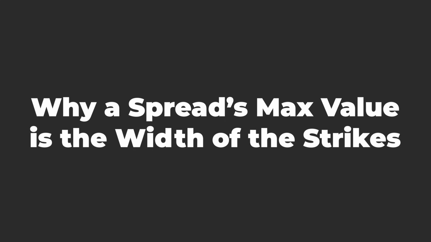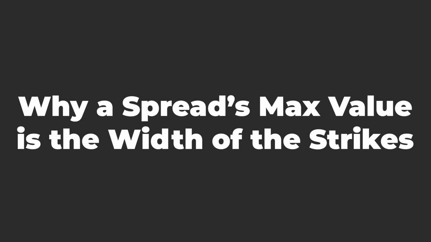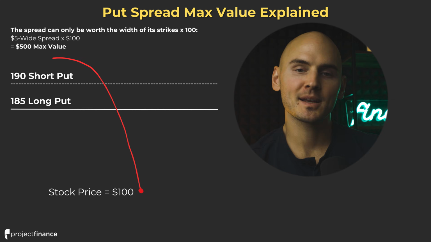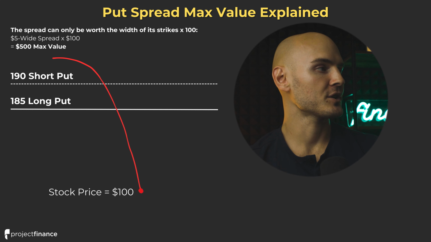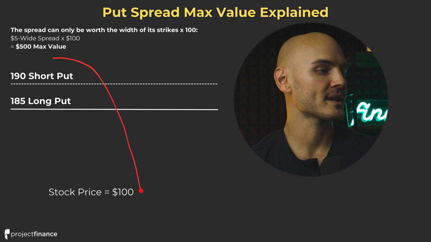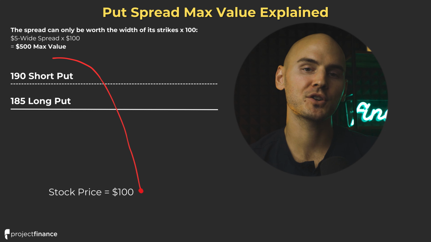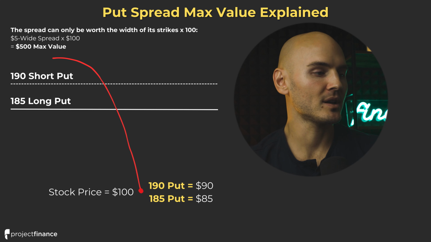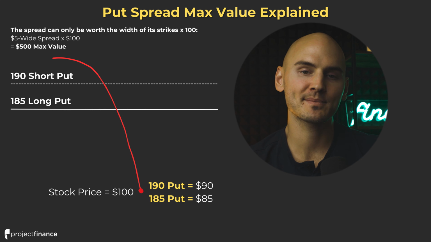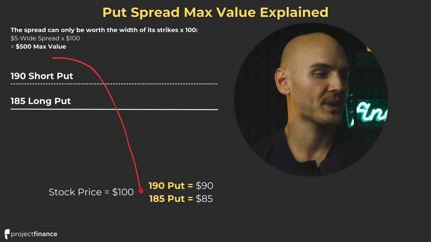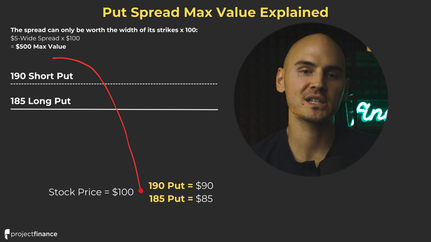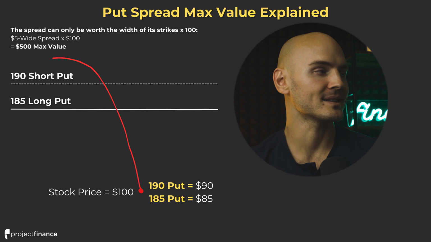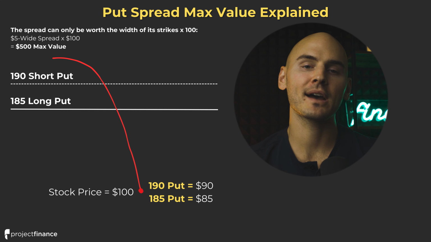Now I want to talk about why a put spread's maximum value is the width of the strikes. So I've created a simple visual here. Let's say I short the 190 put and buy the 185 put, and the stock price collapses all the way to $100 at the time of expiration. What this means is that the 190 put is going to be worth $90 at expiration since the stock price is $90 below its strike price. And that means the 185 put is going to be worth $85 since the stock price is $85 below its strike price.